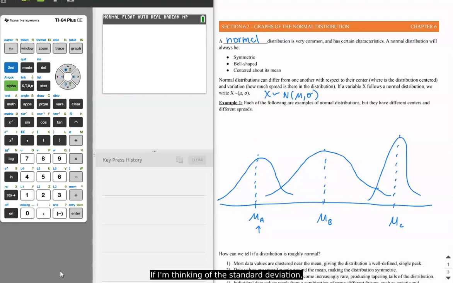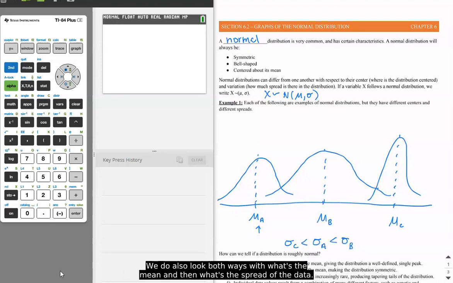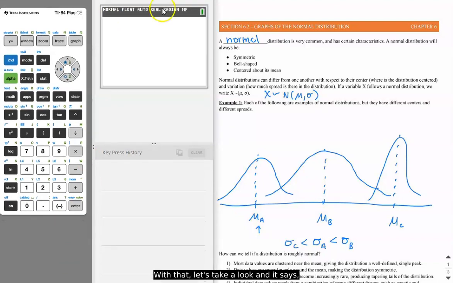So if I'm thinking of the standard deviation, the smallest one is going to be the one where the curve is more close together. So that's going to be C. So the standard deviation of C would be less than the standard deviation of A, which would be less than the standard deviation of B. B, since it's the widest, would have the largest spread. So we look both ways at what's the mean and then what's the spread of the data.